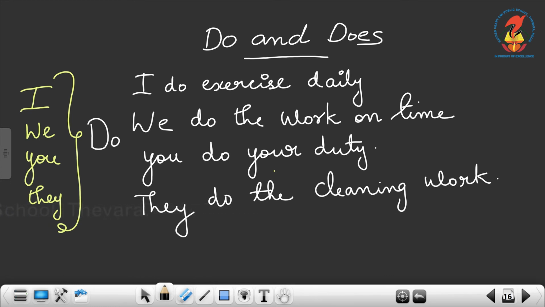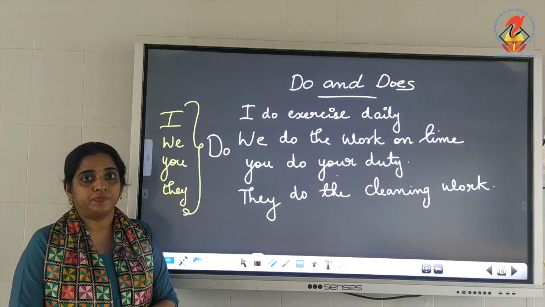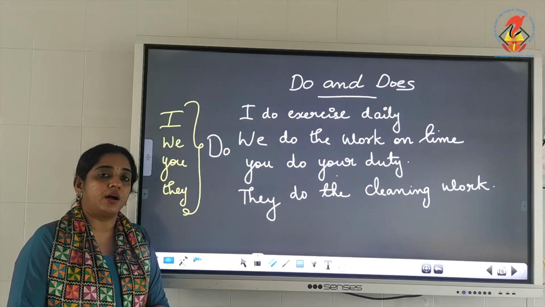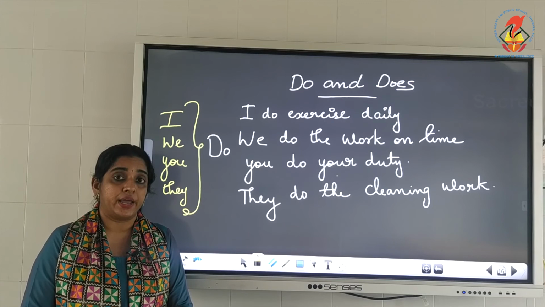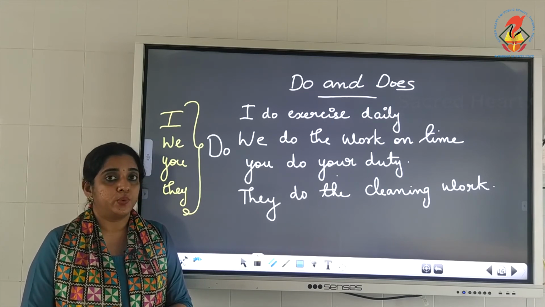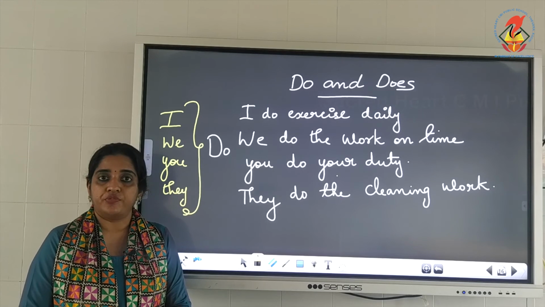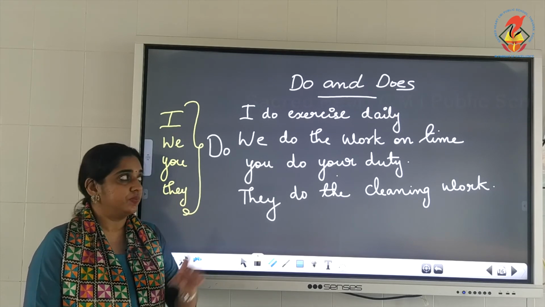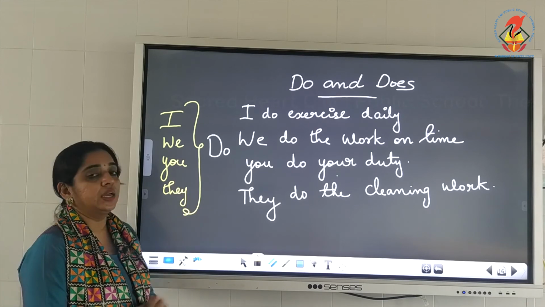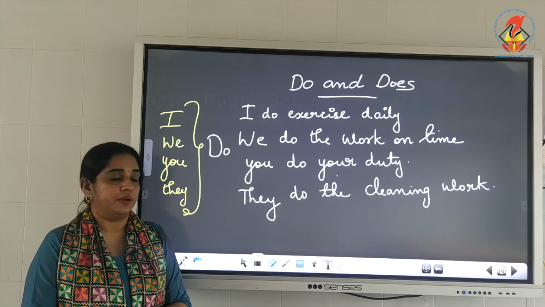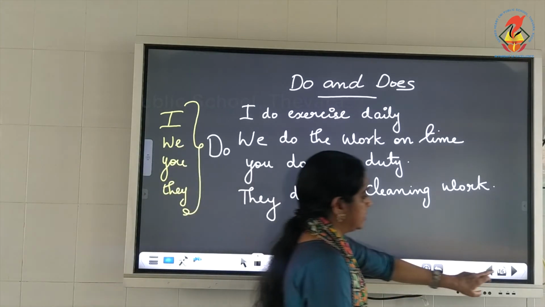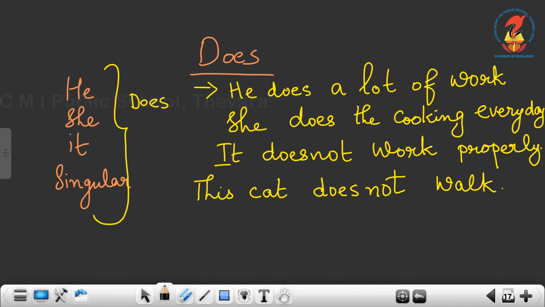So, for all these pronouns and also plurals. For example, the cars do not move fast. The cars, C-A-R-S, cars, that is a plural subject. Do not move fast. So, for I, we, you, they and all plurals you should use do. Always remember. And the next one is does. For he, she, it and all singular you have to use does.